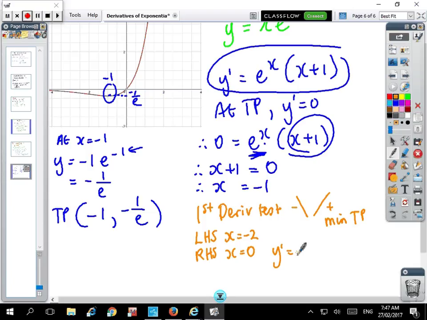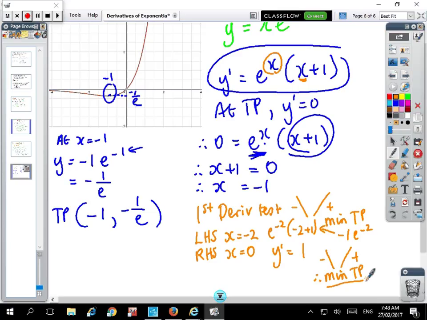So y dash, when x equals 0, that becomes 0 plus 1 times e to the 0. Okay, e to the 0 is 1, so y dash is positive. And when I put in x equals minus 2, I've got e to the minus 2 times minus 2 plus 1, and that's going to be a negative number, so that's minus 1 times e to the minus 2. So I've got a negative and a positive, so I've got a min TP.